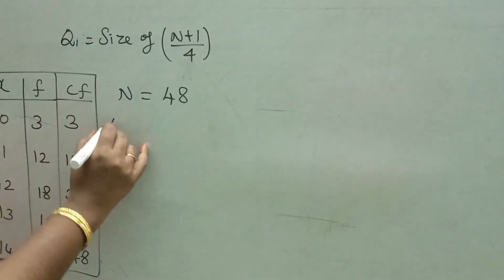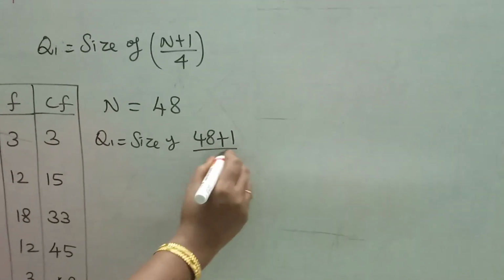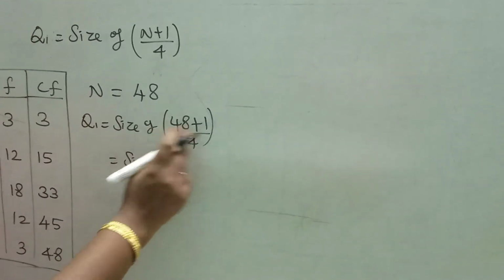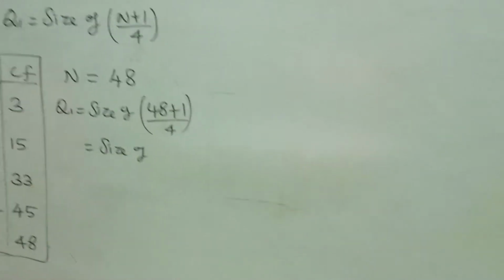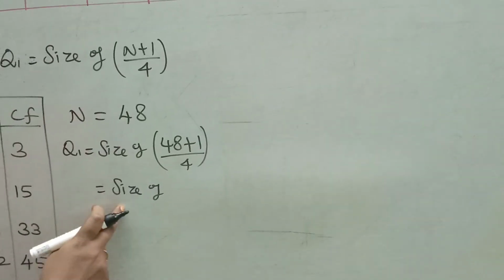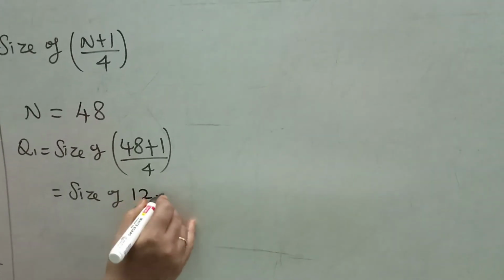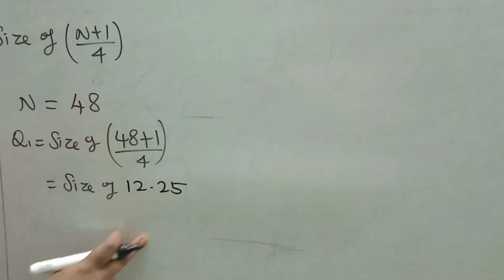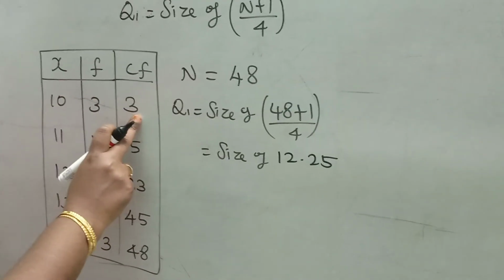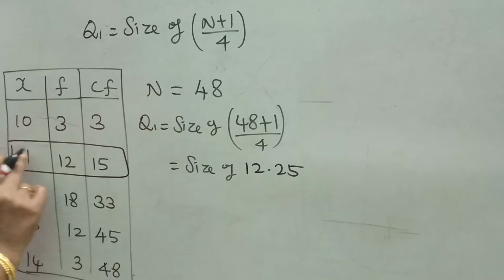Applying the Q1 formula, Q1 equals size of (n plus 1) by 4, that is 48 plus 1 by 4. 48 plus 1 is 49, 49 divided by 4. Size of 49 by 4 is 12.25. We have to look at the cumulative frequency column. Which number is greater than 12.25? 3 is less than 12.25. 15 is greater than 12.25. Therefore, our Q1 is 11.